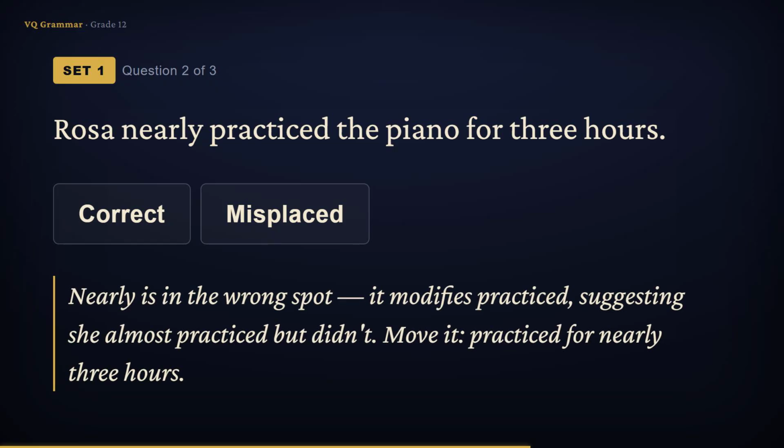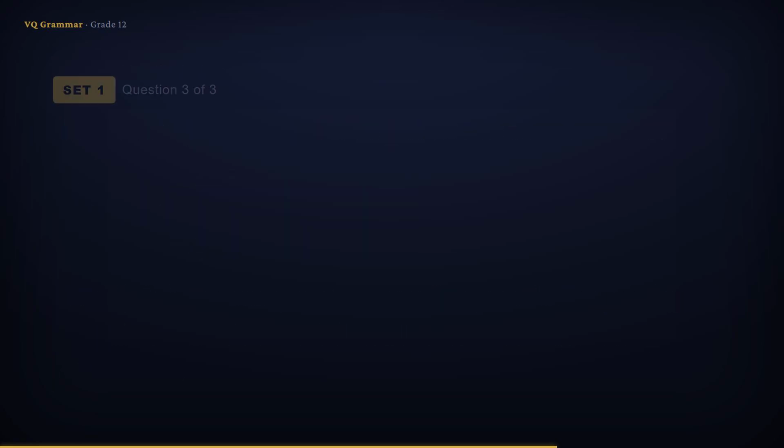Rosa nearly practiced the piano for 3 hours. Look at where nearly is sitting, right in front of practiced. As written, it says she nearly practiced, meaning she almost sat down but didn't quite. What we really mean is that she practiced for nearly 3 hours. The limiting word landed in the wrong place, so this one is misplaced.